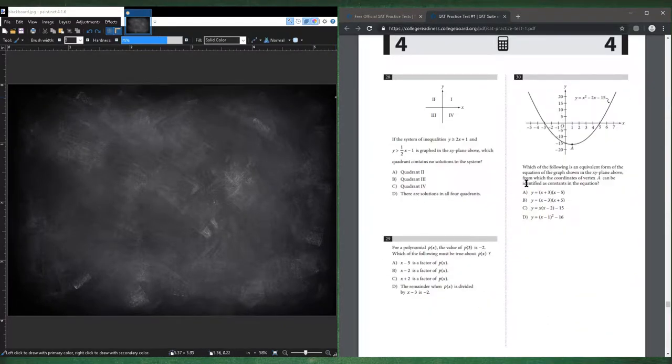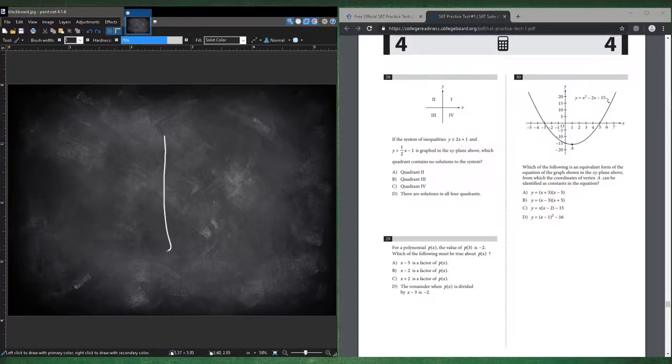If the system of inequalities x is greater than 2x plus 1 and x is greater than or equal to x plus 1 and y is greater than 1 half x minus 1 is graphed in the xy plane above, which of the following coordinates contains no solution to the equation?